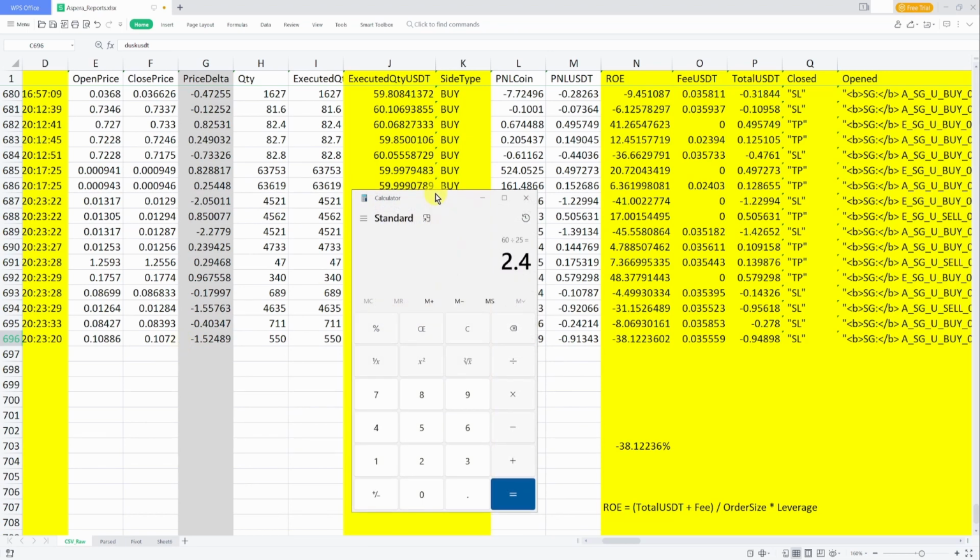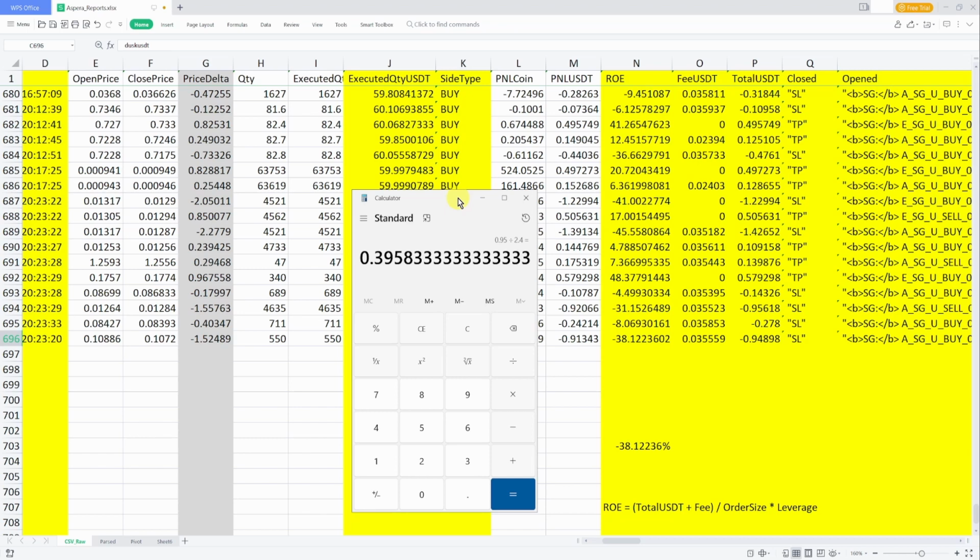60 divided by 25 is 2.4. So I had 2.4 of my own money here. And of that, I have lost 0.94. Well, 0.95 if you round it.